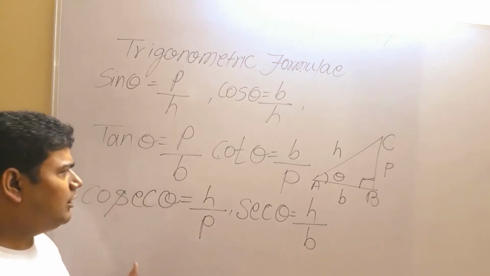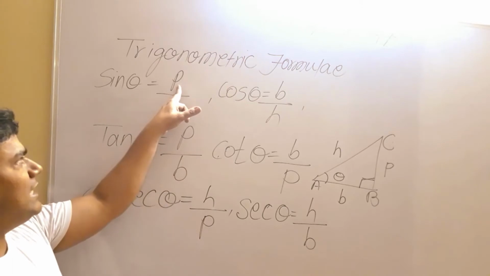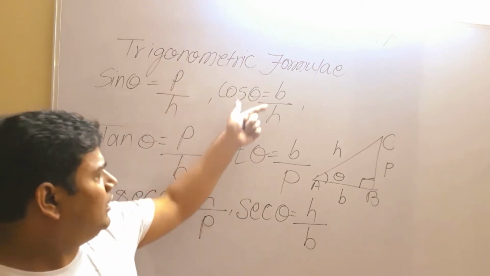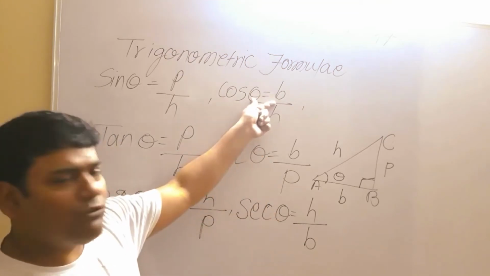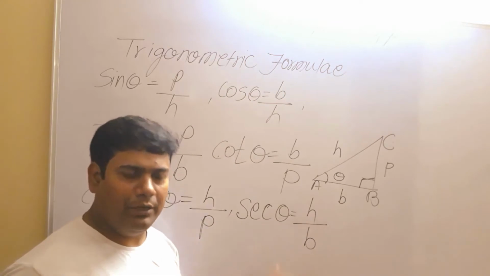Now cosec theta is the opposite of sin theta. Sin theta is p by h and cosec theta is h by p. In the same way, sec theta is the opposite of cos theta, because cos theta is b by h and sec theta is h by b.